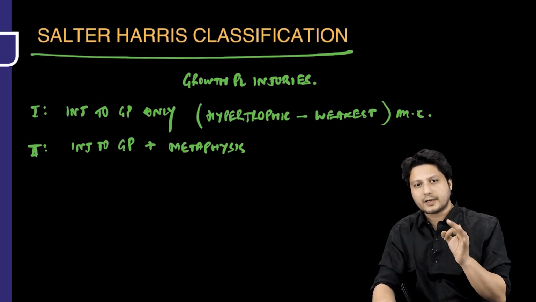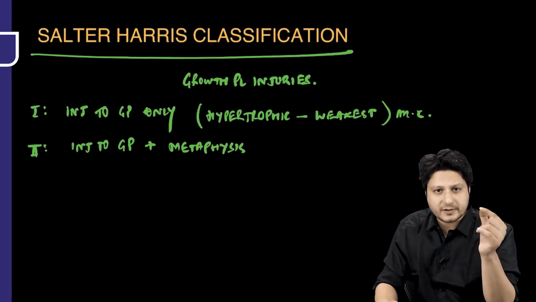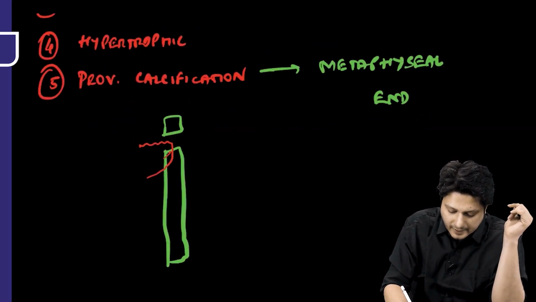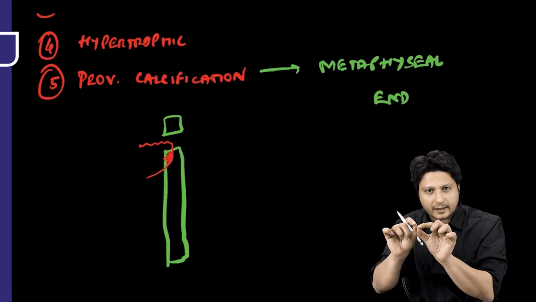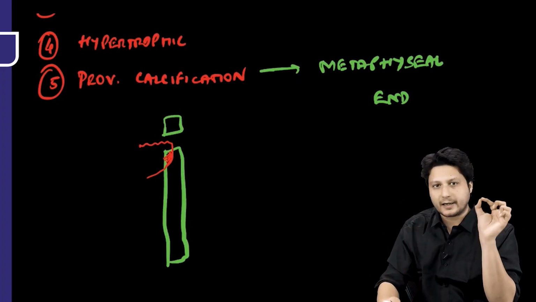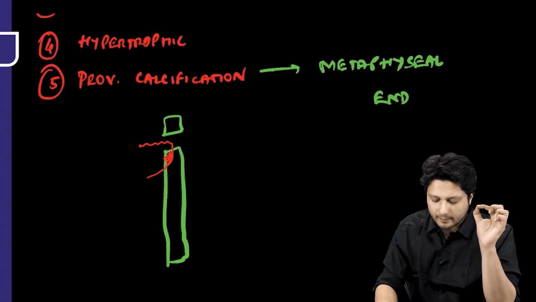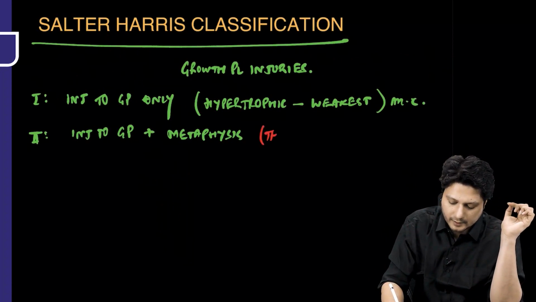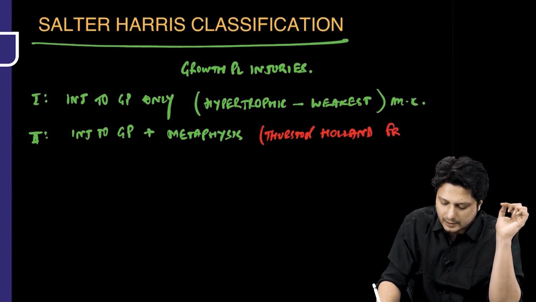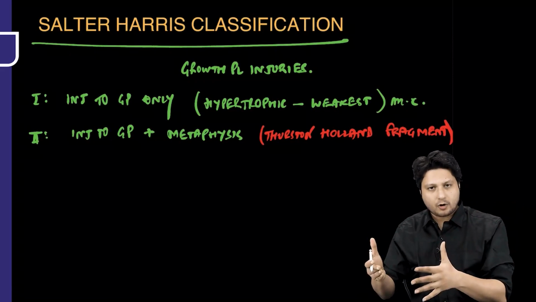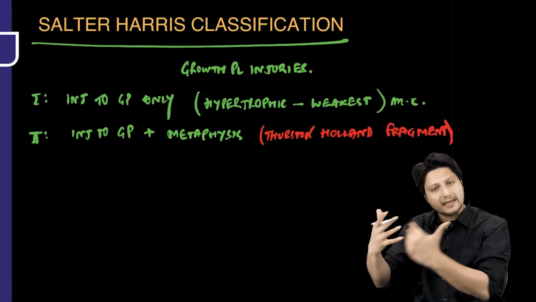Now, the specificity in this metaphyseal injury is that when the metaphysis is injured, it is responsible for the creation of a fragment which could be separated from the parent bone. And the name of this fragment is the Thurston-Holland fragment. And you see, this question has been asked in multiple exams, like Thurston-Holland fragment, which of the following is correct, or which of the following is incorrect.